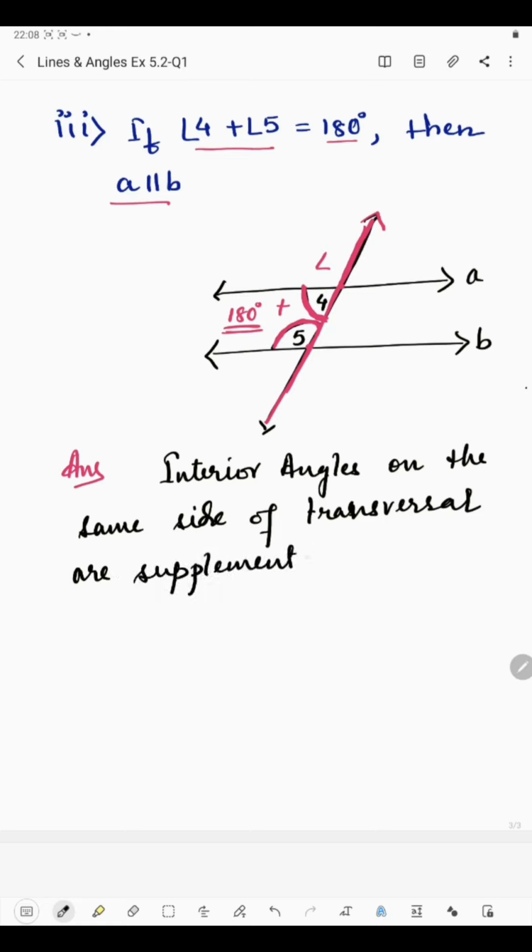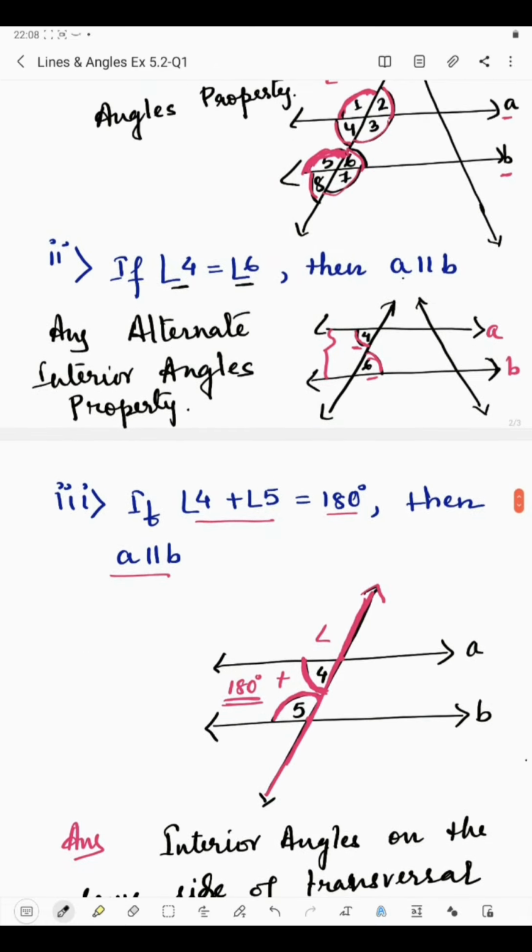Okay. So this was the last part of question number 1.